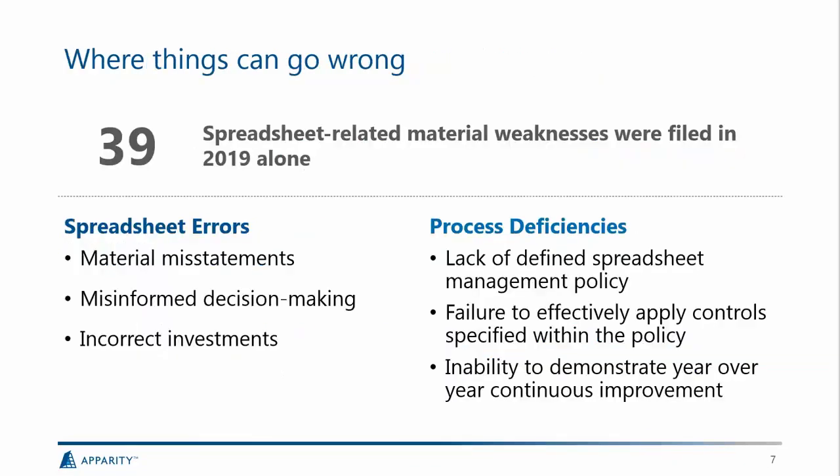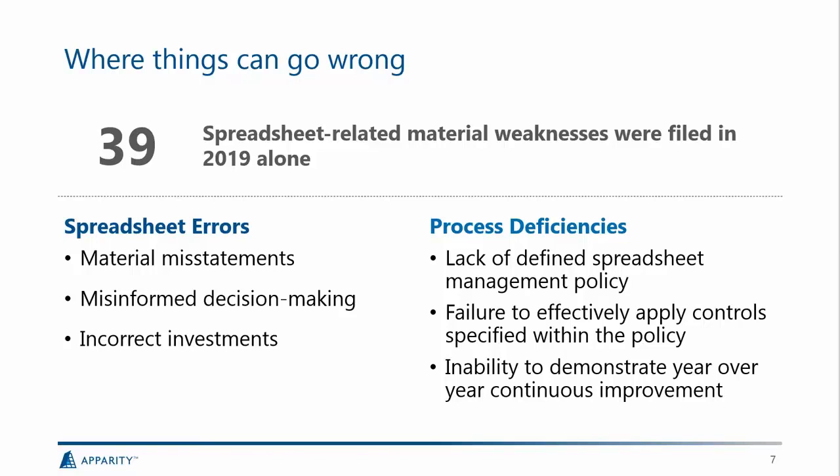On the left side of the screen, you'll see some of the spreadsheet errors that we just talked about. What I think is equally interesting is the stat at the very top, that 39 spreadsheet material weaknesses have been filed in 2019 alone. While a material weakness in your financial reporting can be caused by spreadsheet errors, it can equally likely be caused by process deficiencies. So not having a well-defined process and policy for your spreadsheets can lead to a material weakness. I mentioned earlier how just having accurate numbers isn't enough.